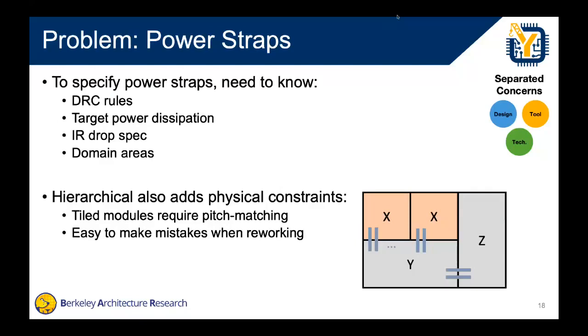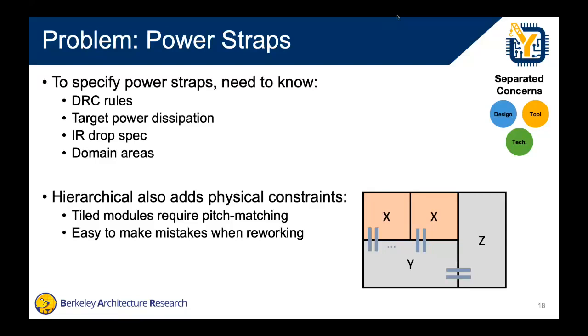You also need to make sure you have enough power straps to meet your target power dissipation. If you're going to burn 10 watts in a small area, you need a lot of power straps. You also might have a specific IR drop spec you're allowing for, 10% or 20%, whatever it may be, and that's going to change exactly how many power straps you put down. And then, where are my power domains? Which ones are switchable? Which ones change? That also affects your power straps.